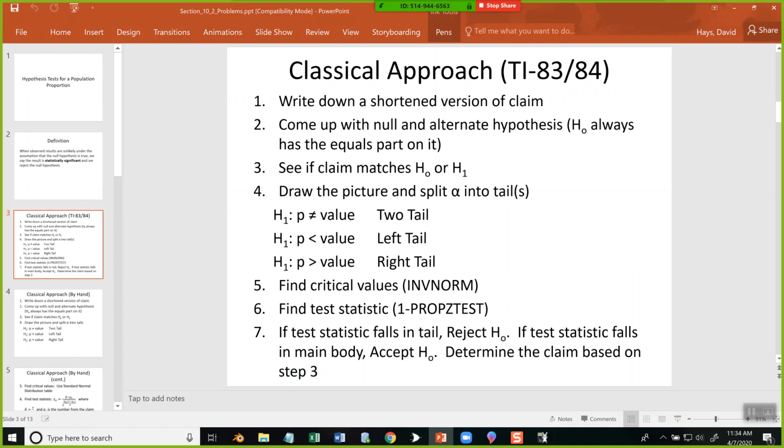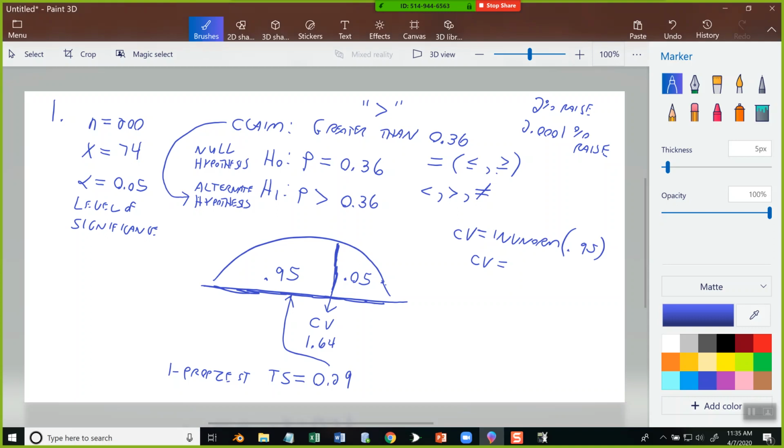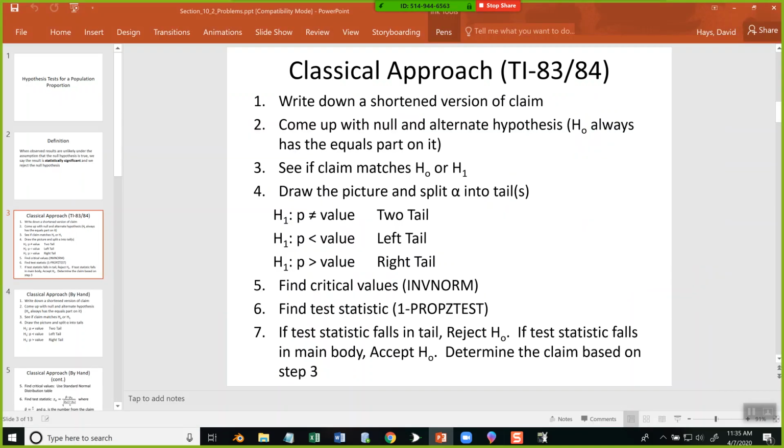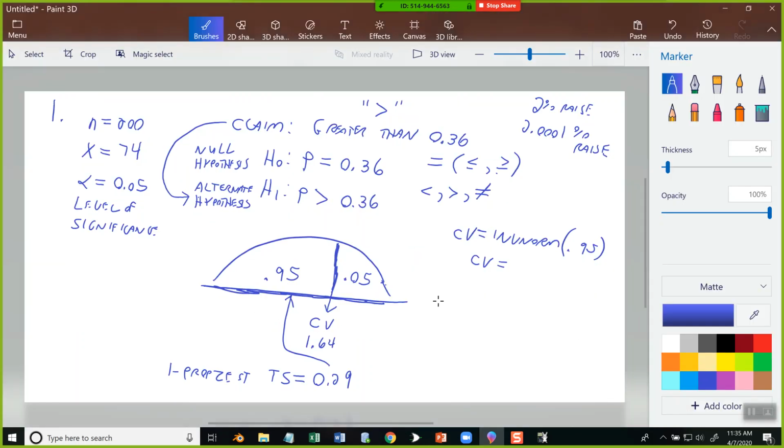So step 7, if your test statistic falls on a tail, it doesn't. Our test statistic fell on the main body in this problem. If the test statistic falls in the main body, that says we accept H naught. So we accept H naught. Now, if we accept H naught, then that means we reject H1. You can think of H naught and H1 as opposites of each other. So if you accept one, you reject the other. If you reject one, you accept the other.